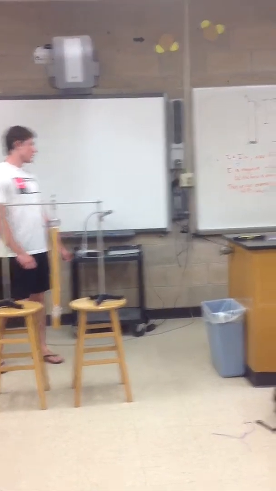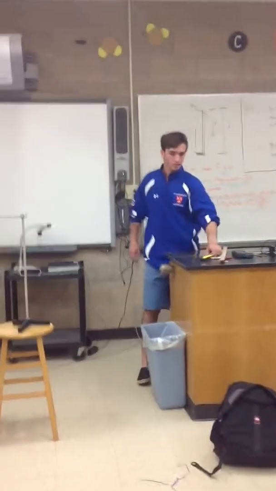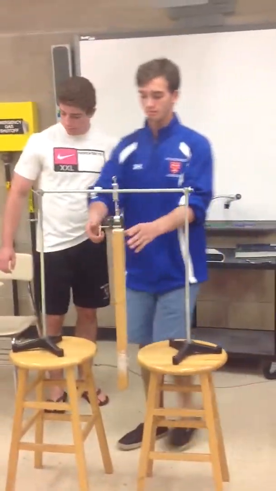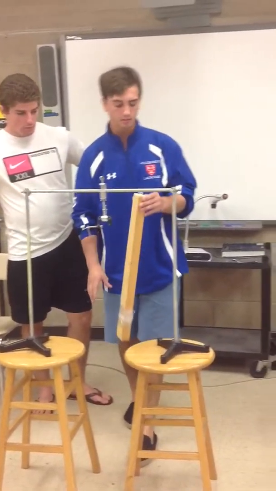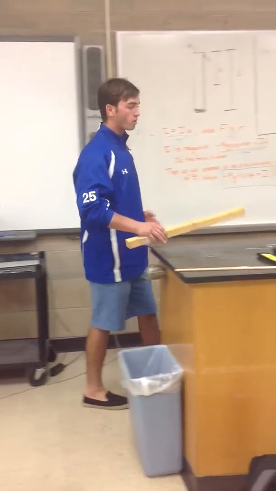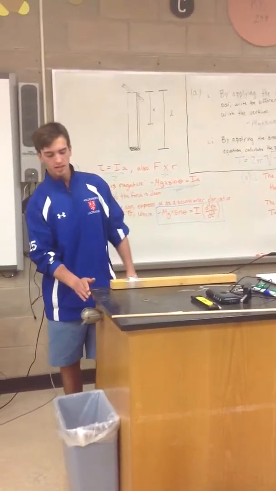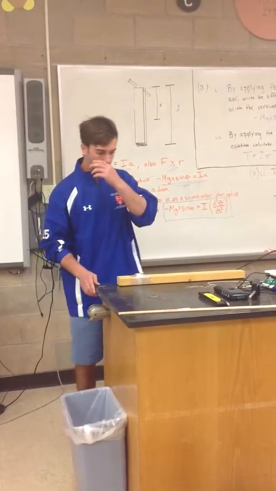Now, Max, we'll talk about Part C. So Part C, we were asked to determine the center of mass of our pendulum. So we're just going to take this apart real quickly. And in order to do that, one of the ways we came up with to find the center of mass was we can use the edge of the table as a fulcrum point.